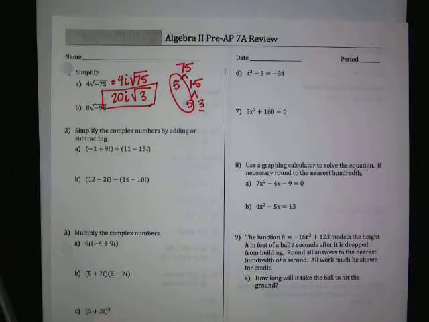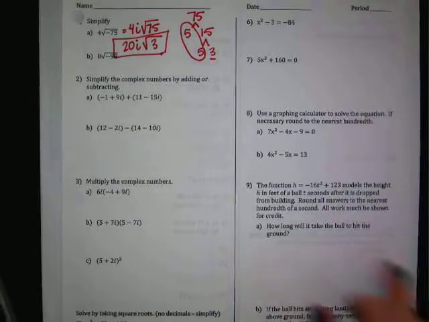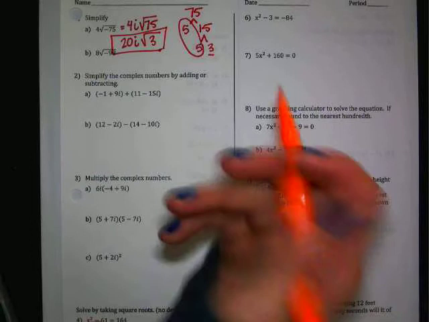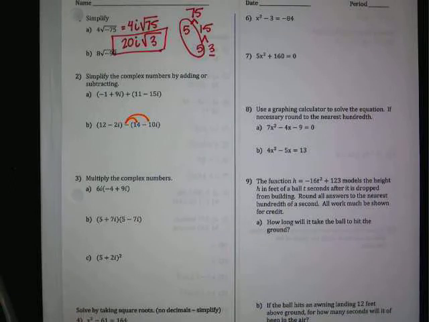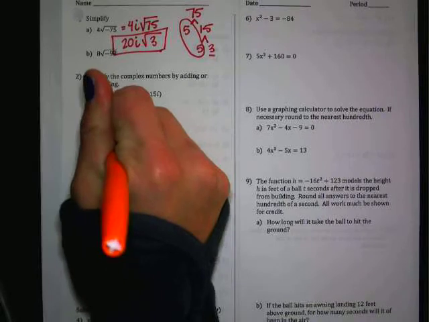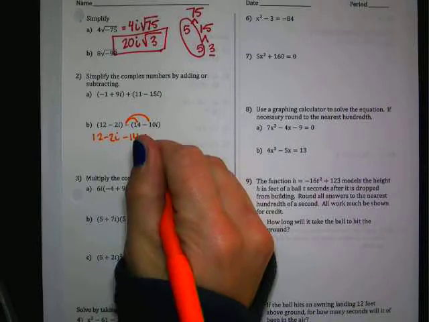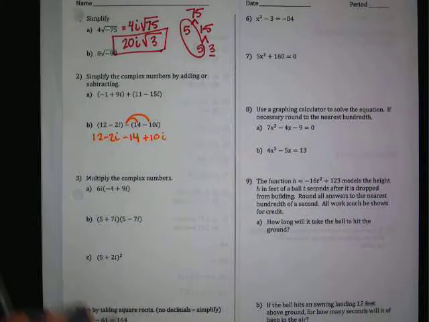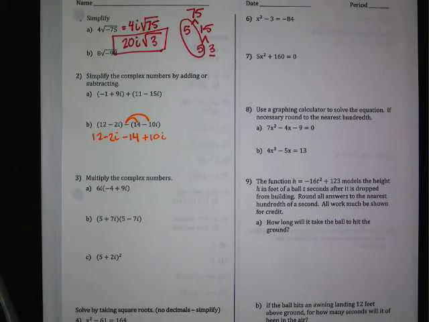Good. All right, number 2. Simplify the complex numbers by adding or subtracting. I'm going to do B because I want to make sure we all understand what the negative sign does. Because you're subtracting here, we're going to distribute the negative. So negative 1 times 14 is negative 14. And then negative 1 times negative 10i? Positive 10i. So make sure your signs change because of that negative. The plus sign is not going to affect anything. It's the negative sign that always messes people up.